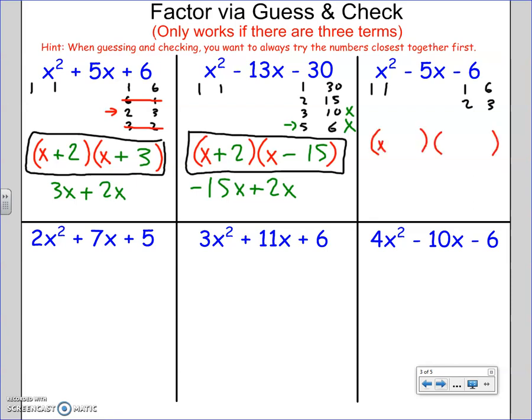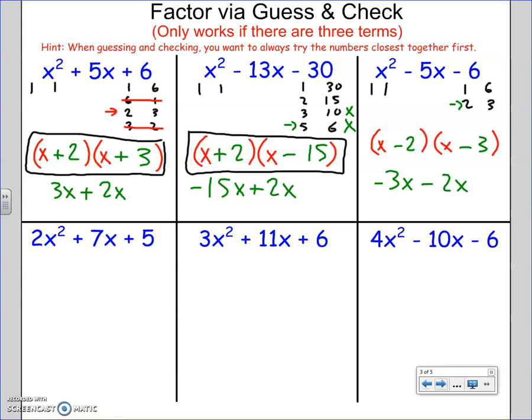First one has to be 1x, 1x. There's no other options. Now for the other one, I'm going to try the closer number, 2 and 3. So 2 there, 3 there. I do the O, that's 3x. I do the I, that's 2x. Can 2x and 3x make 5x? Yes. Now I need negative 5x, so I need both of these to be negative because negative 3 minus 2 is negative 5. So these are both negative.